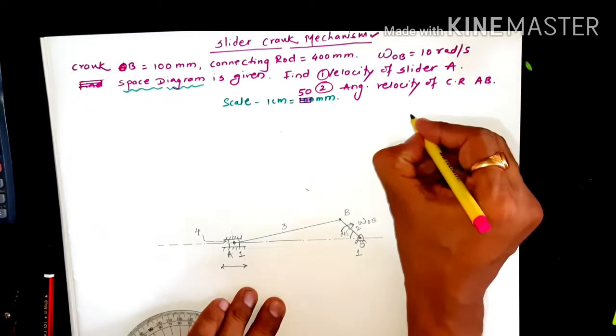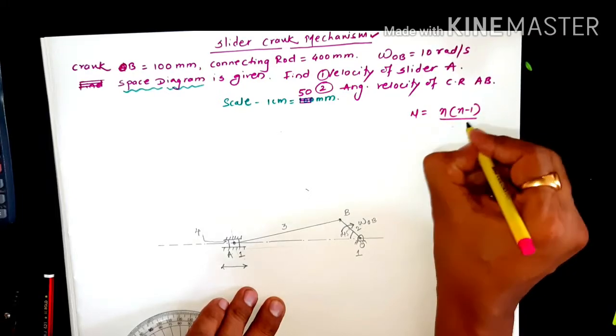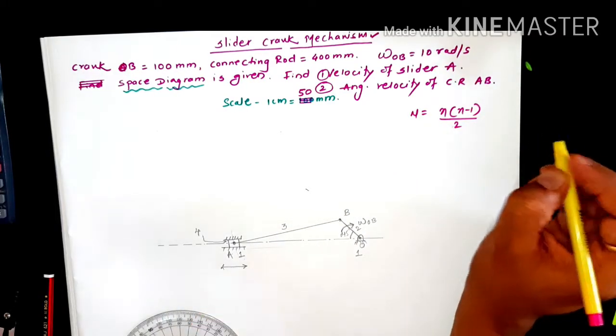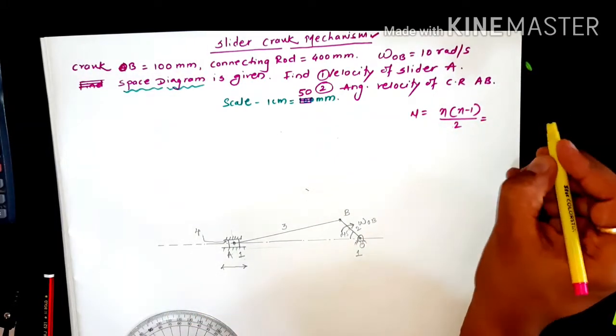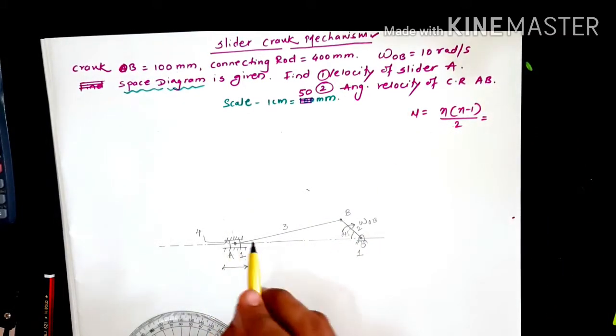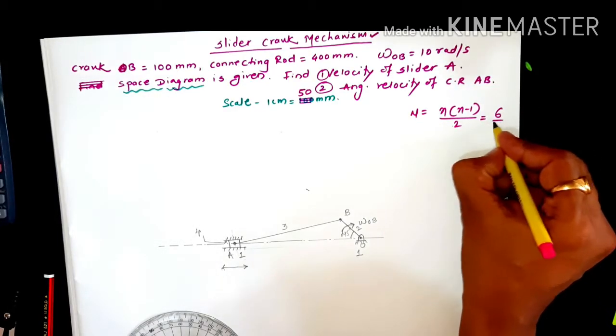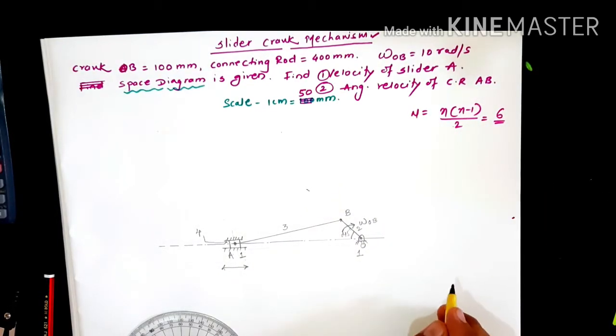As we know, the number of instantaneous centers is N into N minus 1 divided by 2, where N is the number of links. So 4 links are there, so 4 into 4 minus 1 by 2, that will be 6. So 6 I centers will be there.